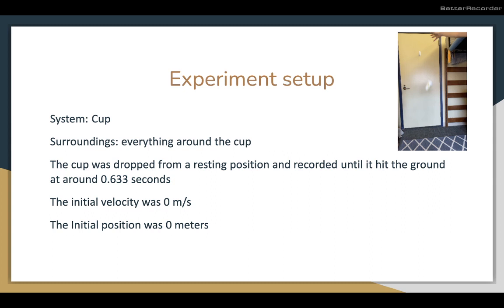The system for this experiment was the cup, and the surroundings were everything else. The cup was dropped from rest and took about 0.633 seconds to hit the ground. The initial velocity was 0 meters per second as it was dropped from rest, and the initial position was 0, 0, 0, as the axes were centered on the cup and tracker.